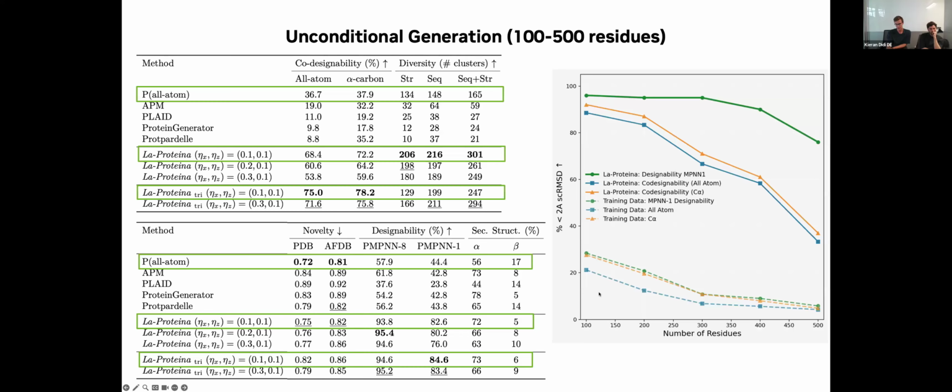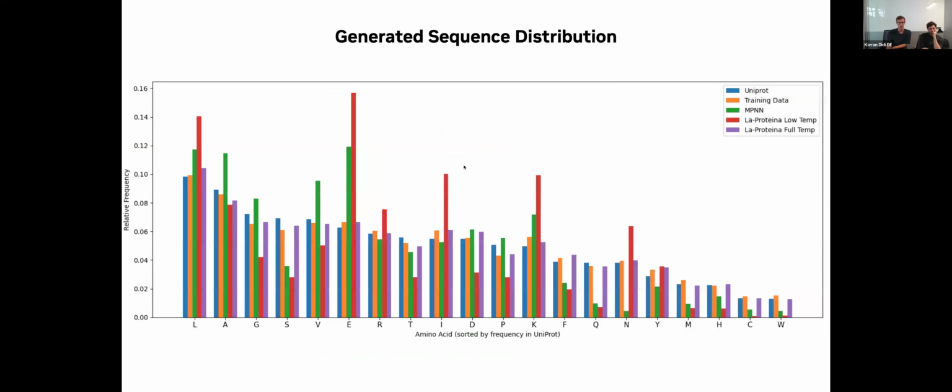These are basically more on the structures we generate. We can also look at the sequences and see what the sequence distribution is. This is a plot showing the amino acid frequencies of generated sequences. Blue is UniProt, with some stats pulled from the EBI. Orange is the training data, and you can see training data and UniProt are often very similar. MPNN means we take the backbones from our model and then we generate sequences via MPNN.